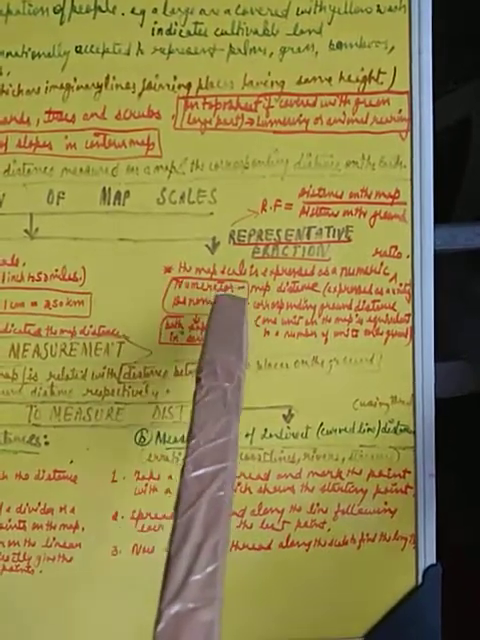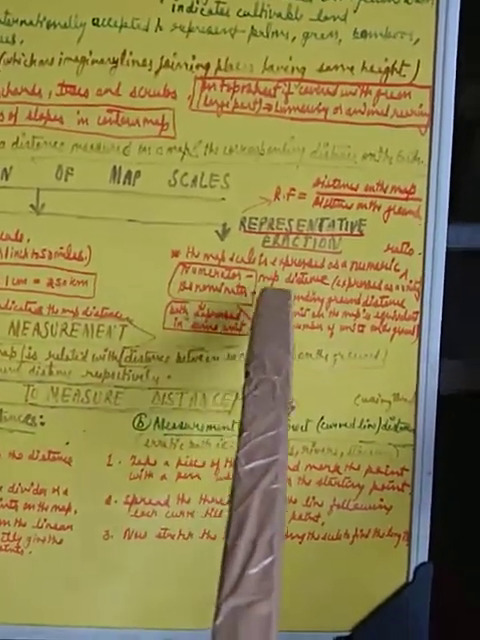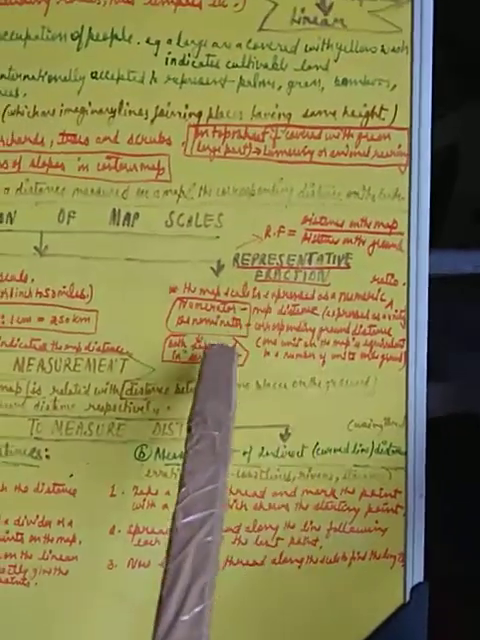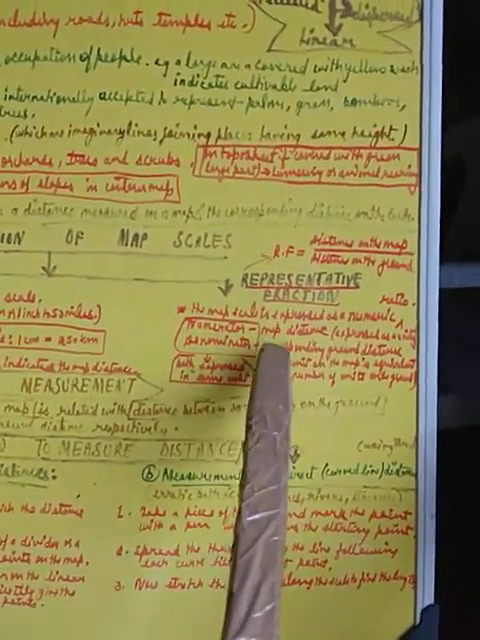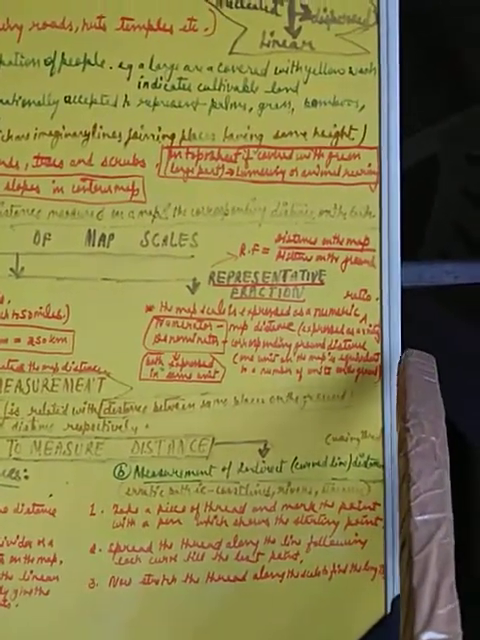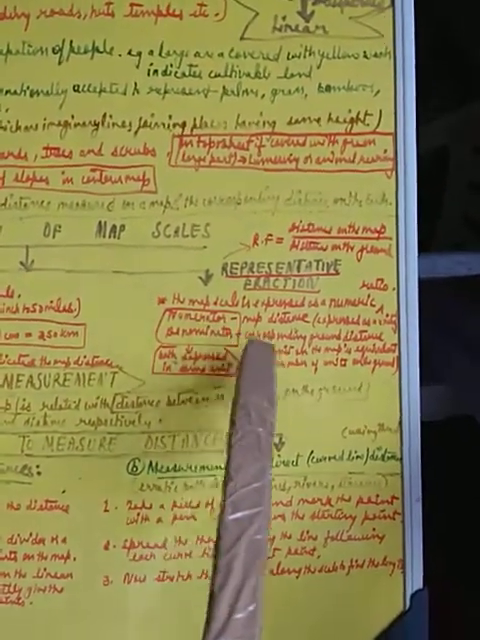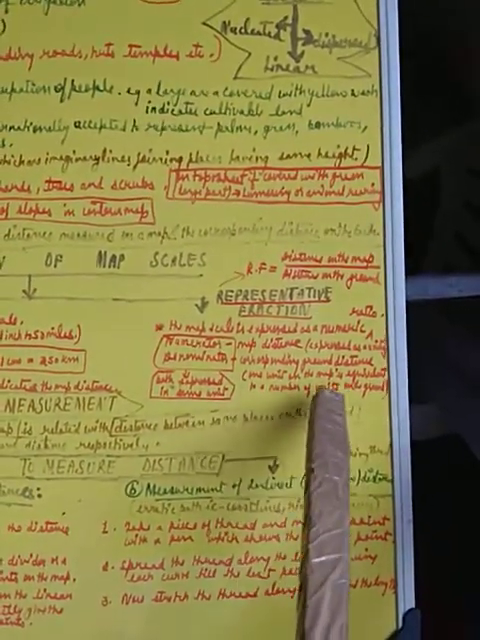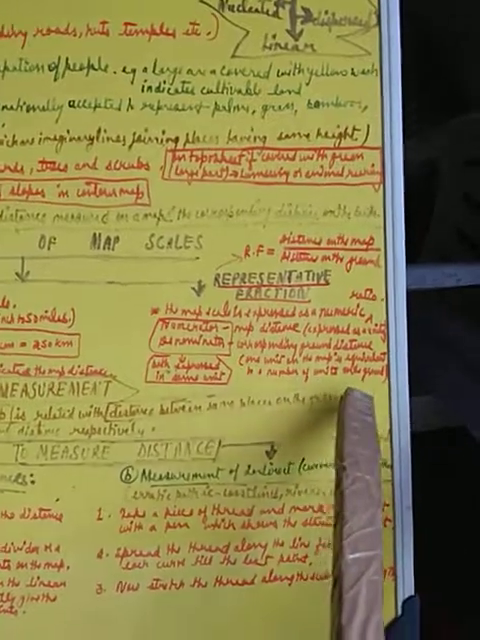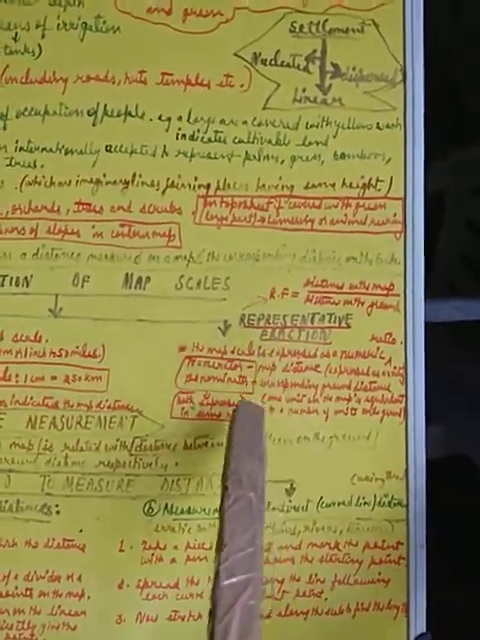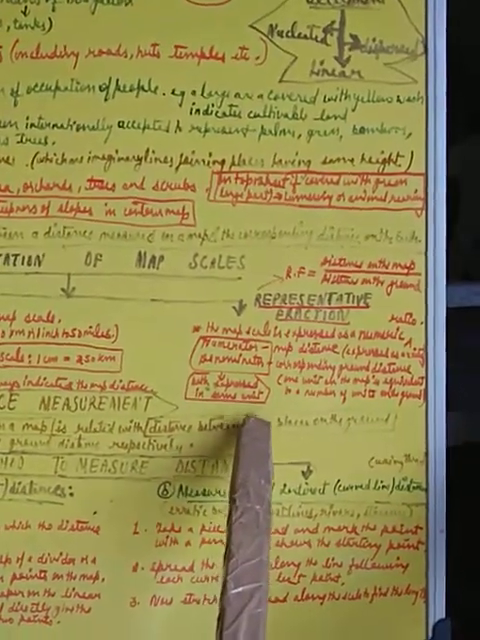And the second method of representation of map scale is this. Map scale is expressed as a numeric ratio in numerator and denominator. The numerator has the map distance expressed as unity, and the denominator is the corresponding ground distance. It means 1 unit on the map is equivalent to a number of units on the ground. Numerator and denominator are both expressed in the same unit.